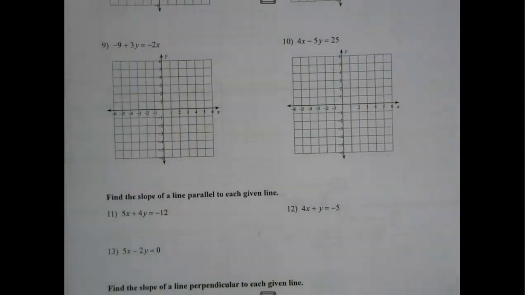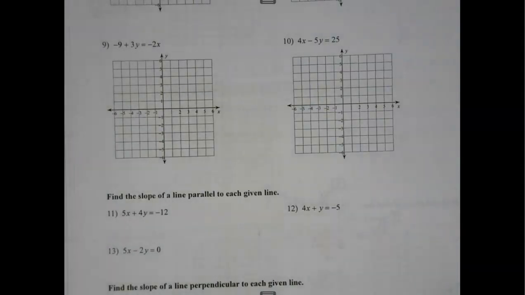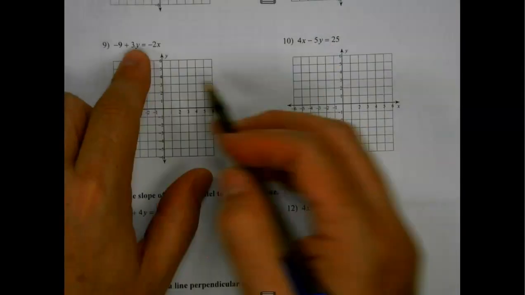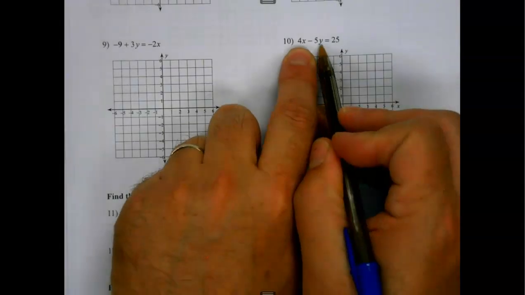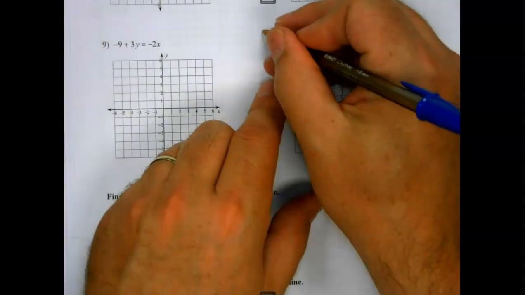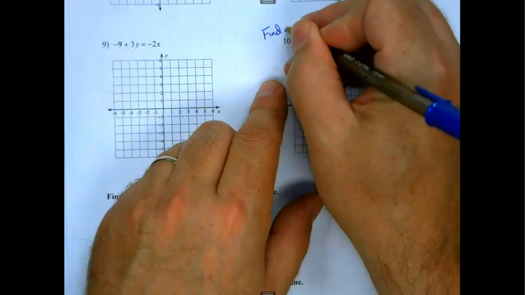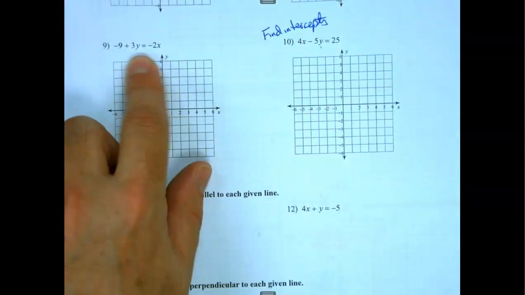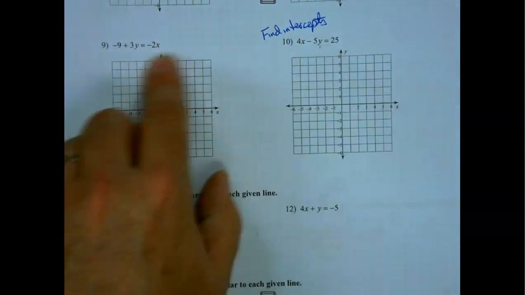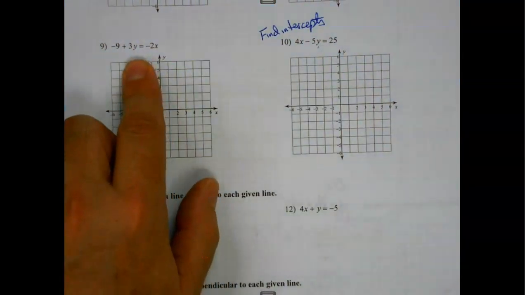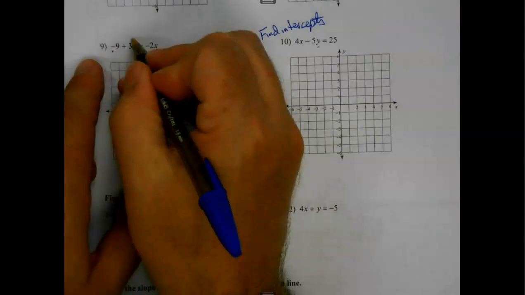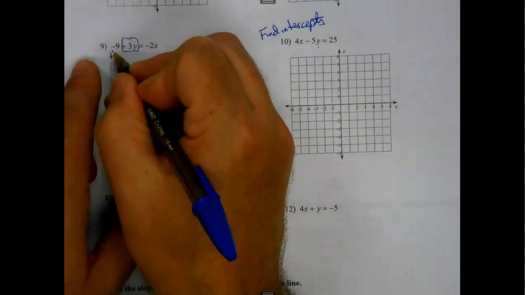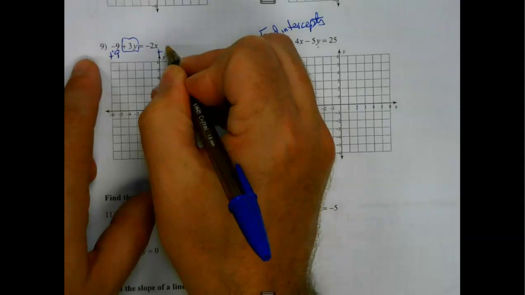Number 9. I want to help with one thing, and then I'm going to leave this one. If you have x and y on the same side, I would just find the intercepts and graph it. I wouldn't worry about putting it into y equals. But if it's not just x and y on a side, this is me, I would go ahead and get it in slope-intercept form because it's going to be easier.